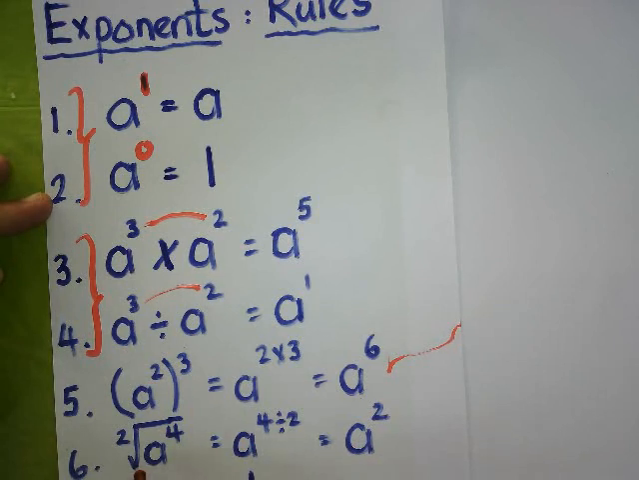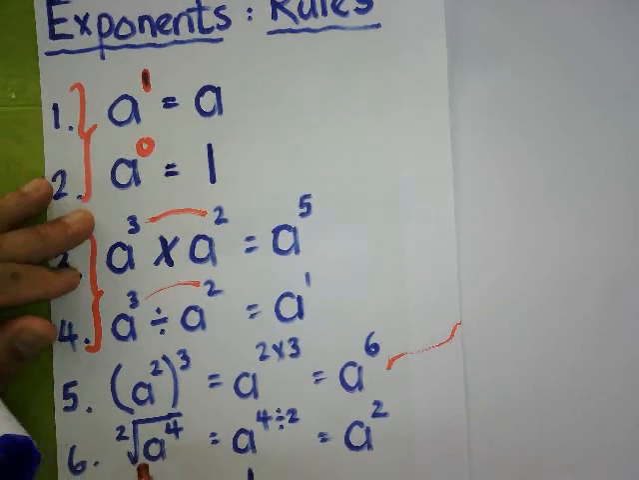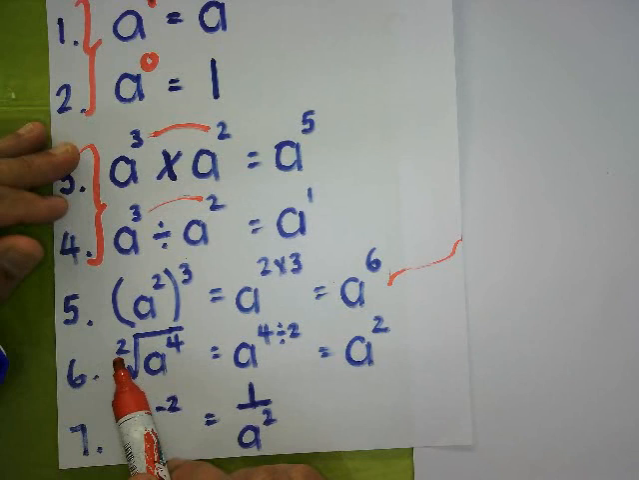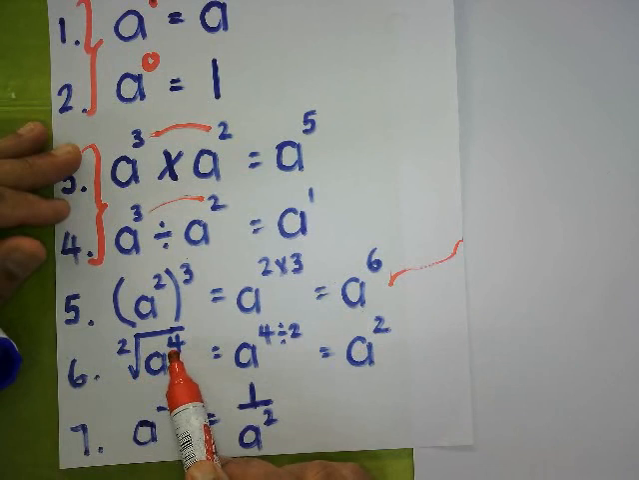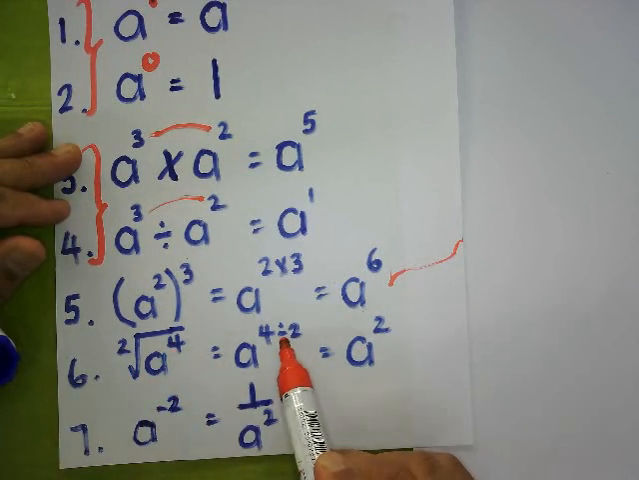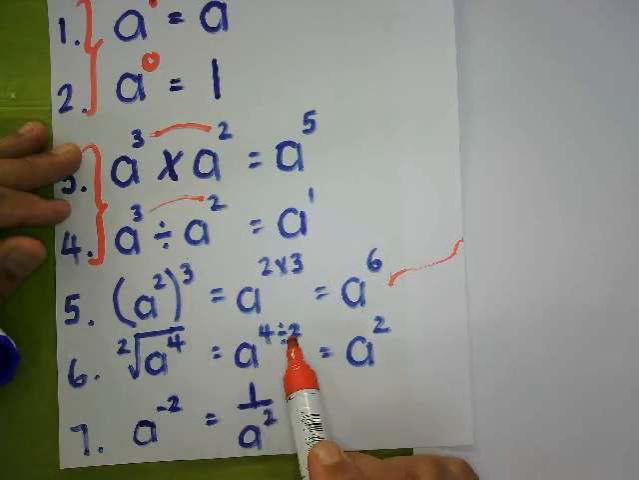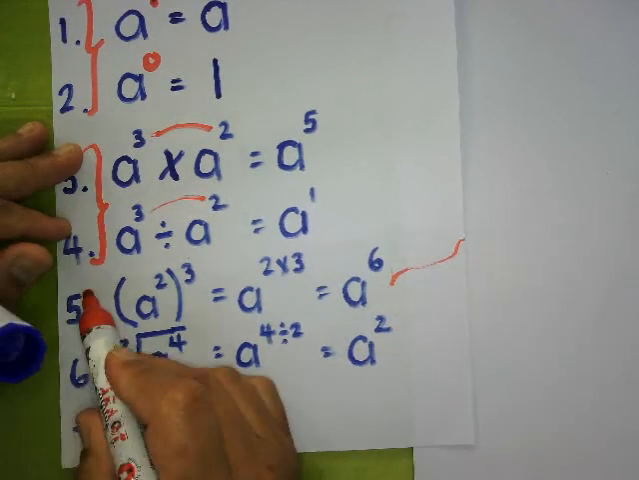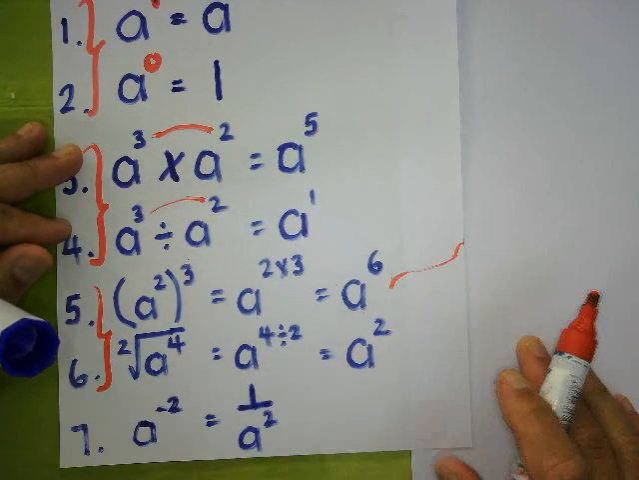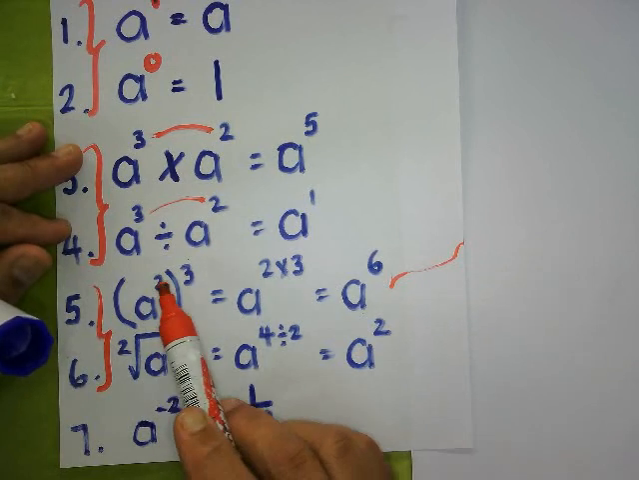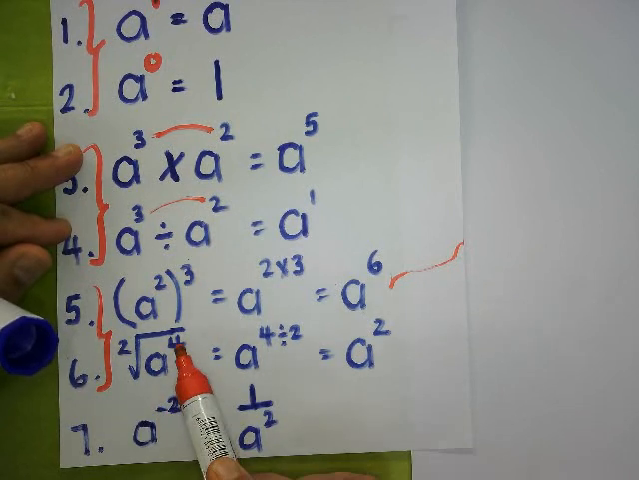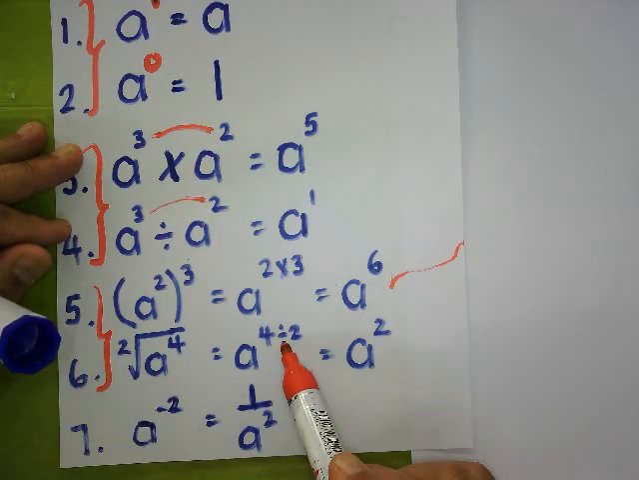Then number 6, not a bracket now, a root. If I have a root, an exponent outside the root and an exponent inside the root, then I divide the two exponents. So it will be 4 divided by 2. That will give me A to the power 2. Take note of the difference between the two, and we can group these two if you want to study. The one is with the bracket, exponent in the bracket, exponent outside the bracket, I multiply. The one is with the root, exponent in the root, exponent outside the root, then I divide the two.